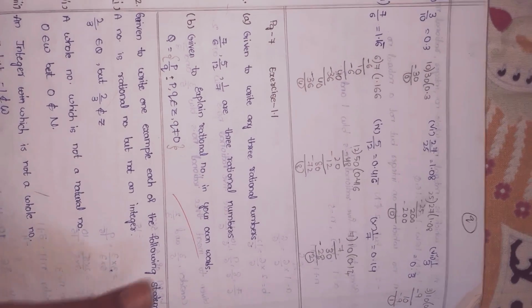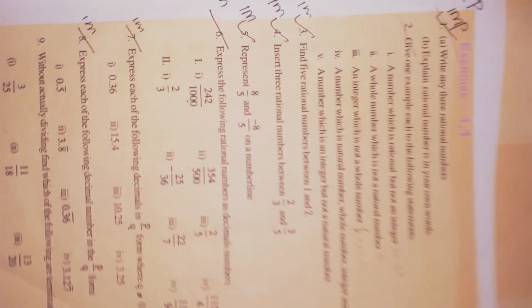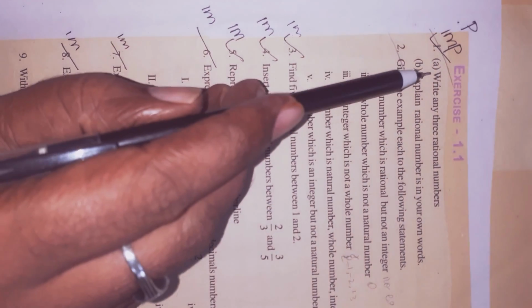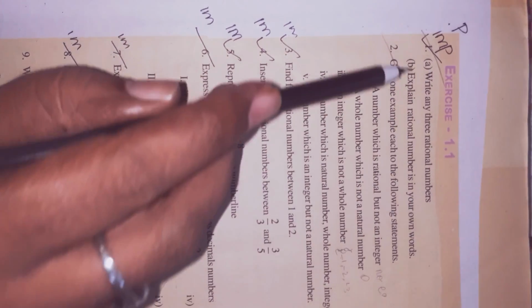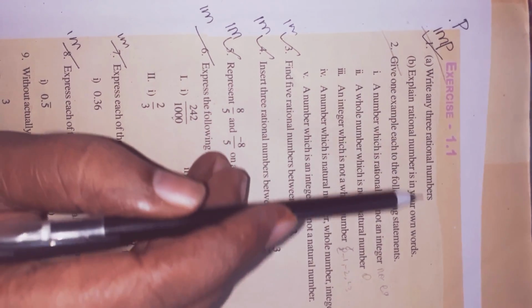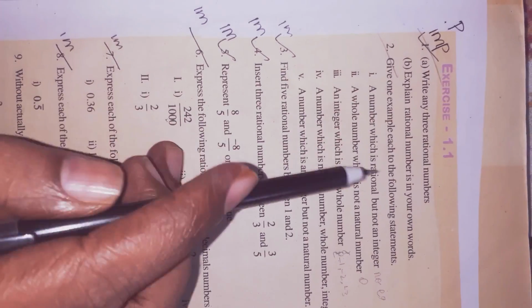0.14 children. So is it clear? Next, exercise 1.1, children. First bit, they have given 2 questions. We will see one by one. A question: write any 3 rational numbers. Write any 3 rational numbers is given.